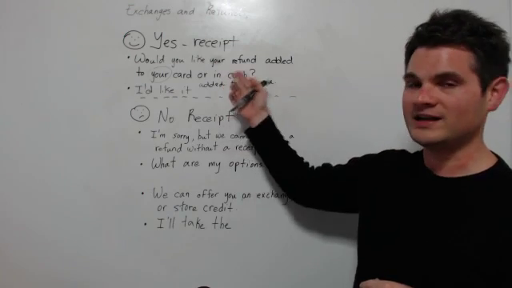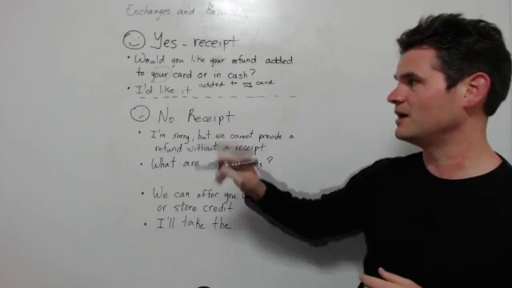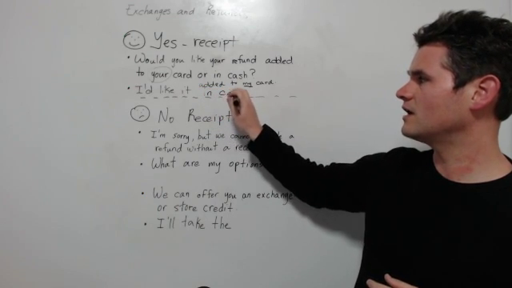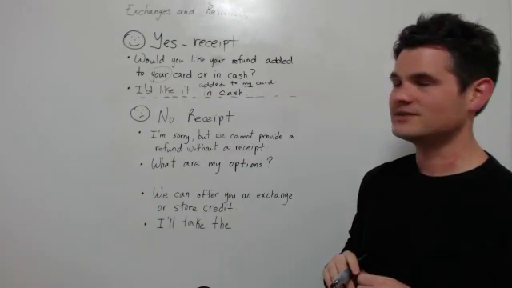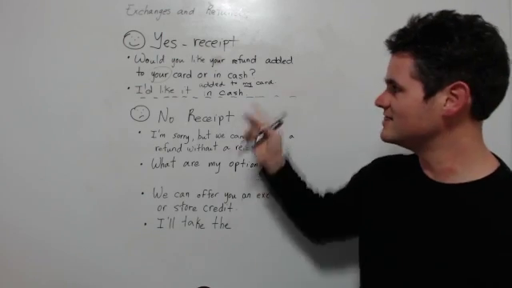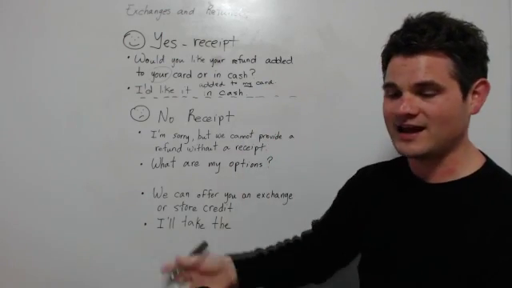And if you just want it in cash, which is physical money, I'd like it in cash. So you'd get your refund in cash by just saying this sentence here. I'd like it in cash.